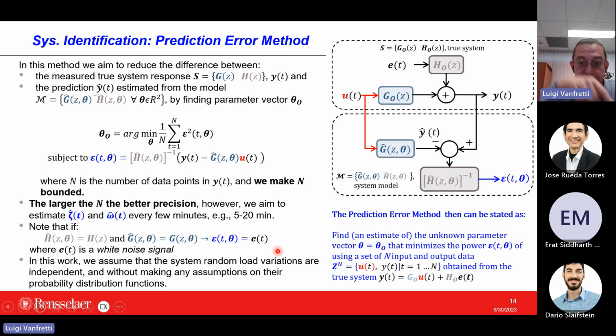So they have a shape and a variance, and we don't assume anything about them. It's just going to be random data for us.